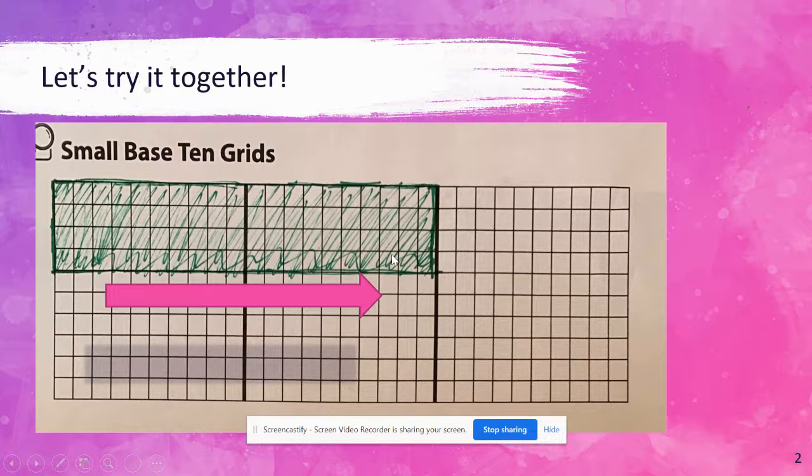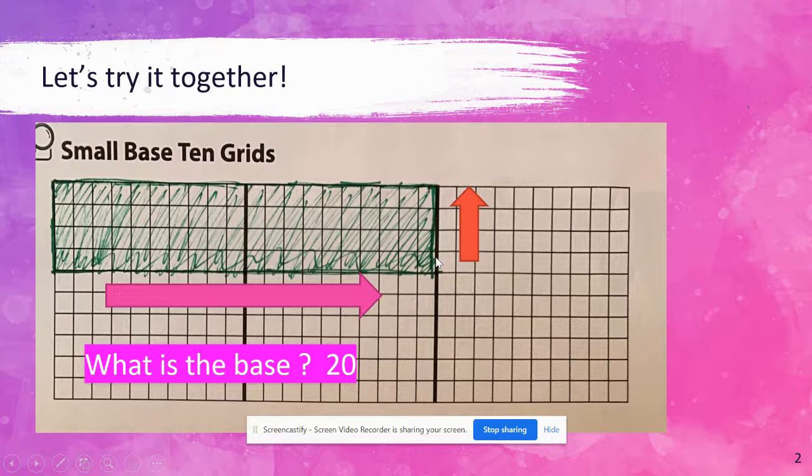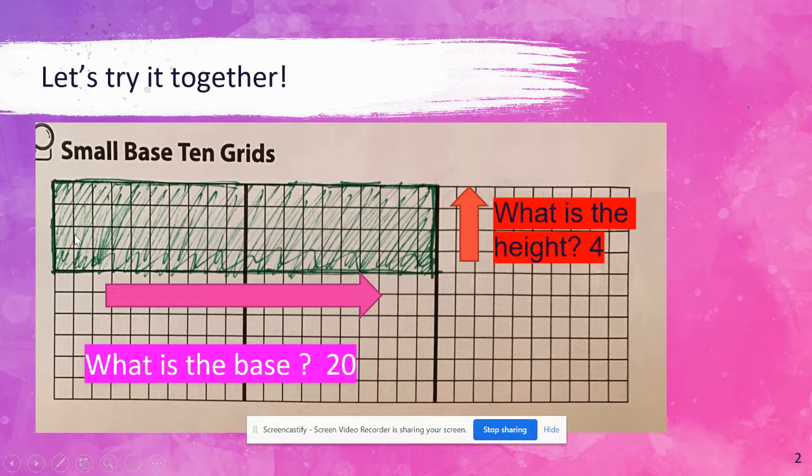So if we were to think of the height, what do you think, or sorry, not the height, the base, what do you think the base measures? You're right, if you said 20, that's right. So we have 10 and 20. Now, what about our height? What do you think our height measures? You could count each cube at a time. 1, 2, 3, and 4. If you said 4, you are right.